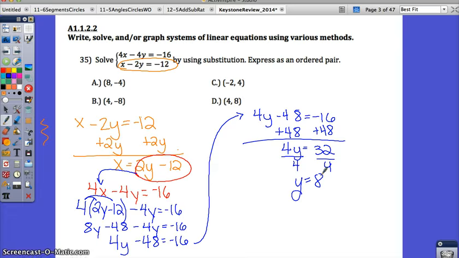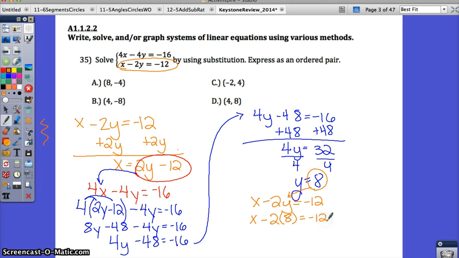Now remember, that's only one variable. We need to find an ordered pair. We need to find x and y that works for the system. So now I'm going to go back to my x equation. I had x minus 2y equals negative 12. I'm going back to this equation right here, the first one that I started with. I'm going to put in 8 for y. So you substitute in, once you solve for one of the variables, you substitute that number in for that variable. So x minus 2 times 8 equals negative 12.